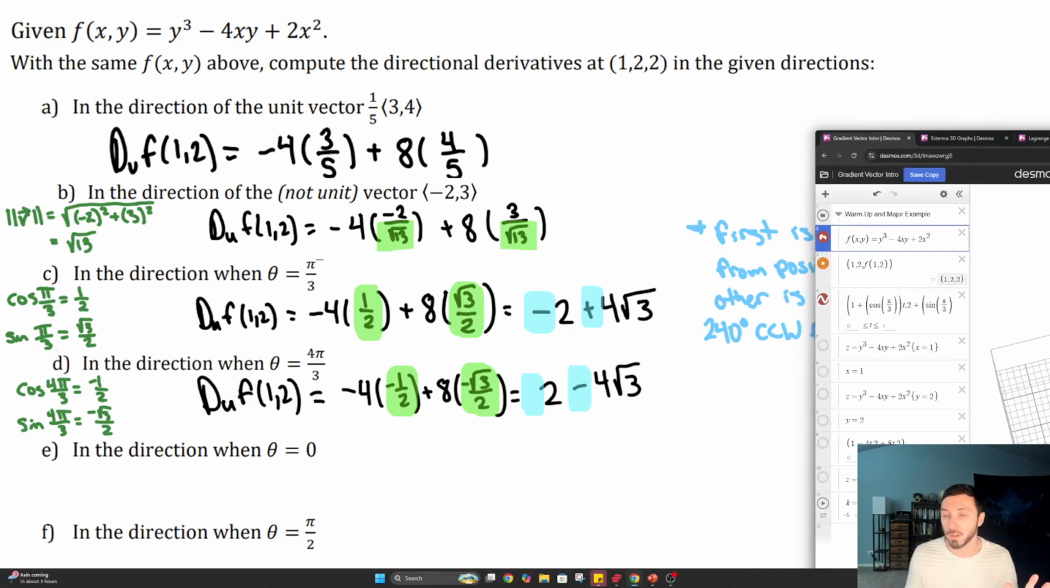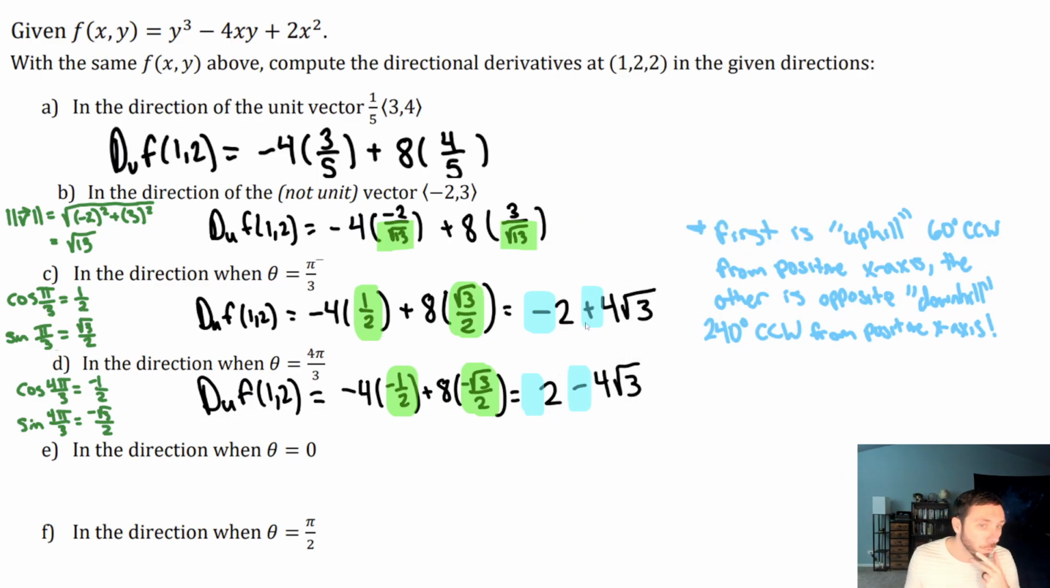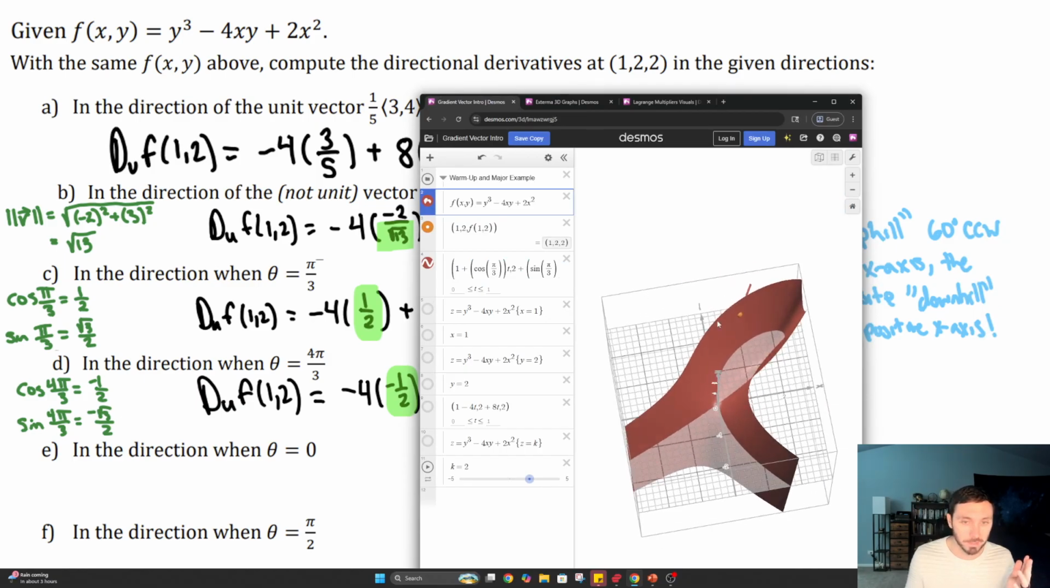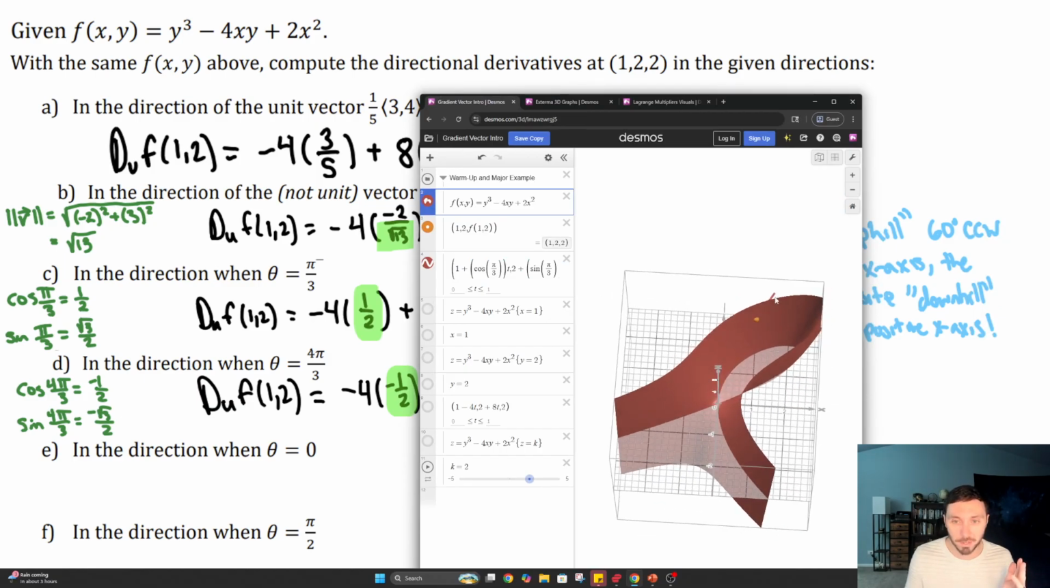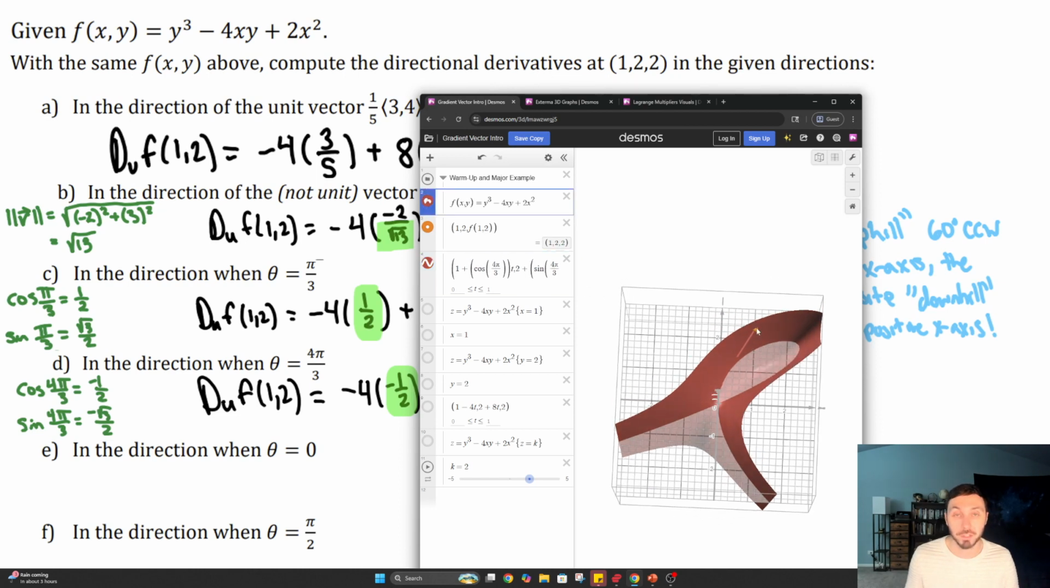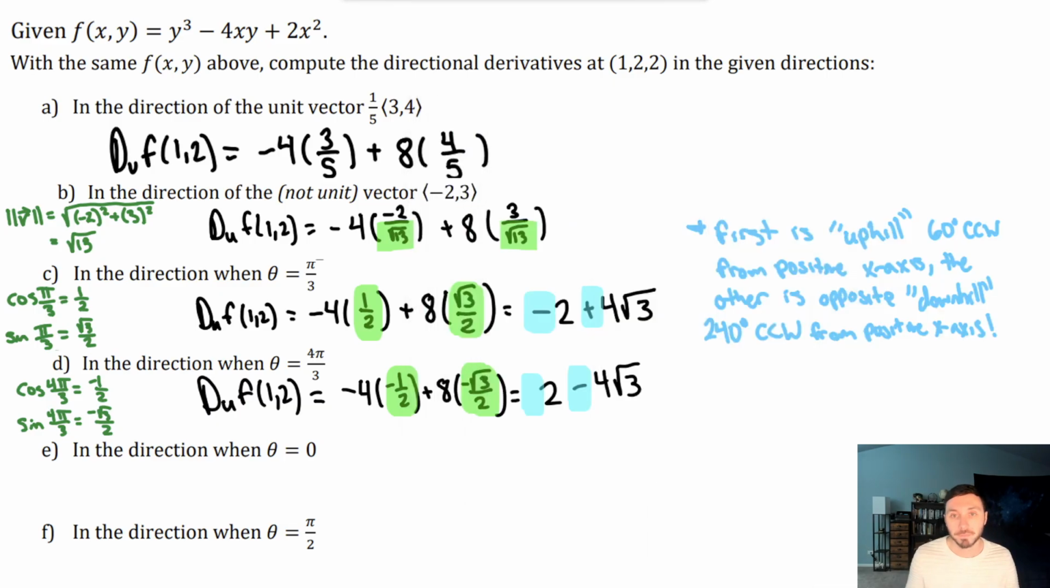Because if you have a slope, I don't know exactly what 4 root 3 plus 2 is, or minus 2 is. Let's just say it's like 10. It's not 10, but let's just say it's like 10. If your slope was 10 going in this direction, then it should make sense that if I go in the exact opposite direction, it should be negative 10. So that's why we see the exact opposite slopes, right?